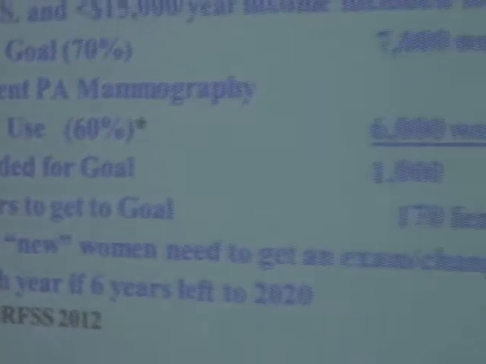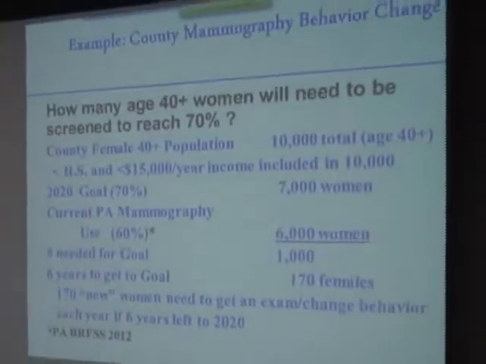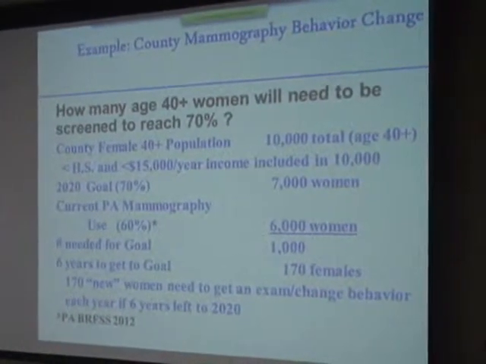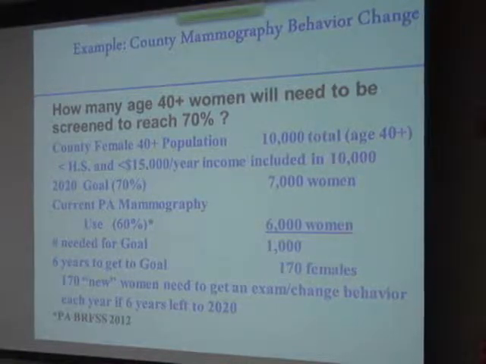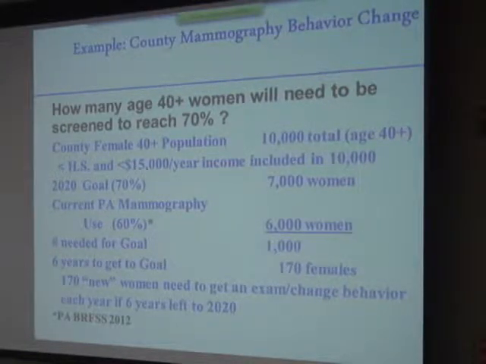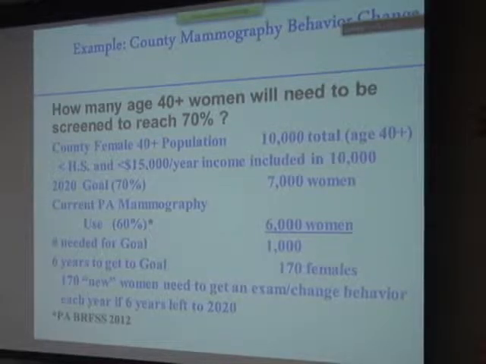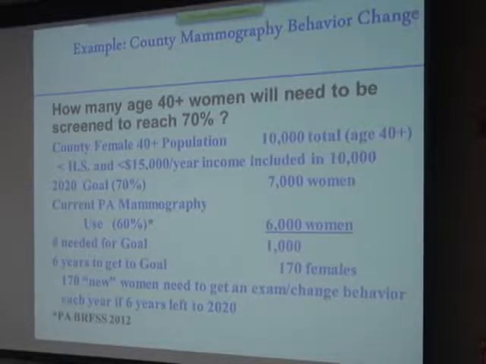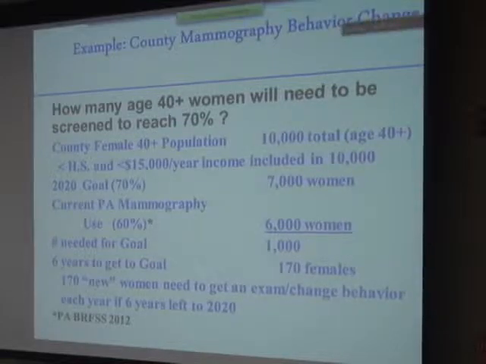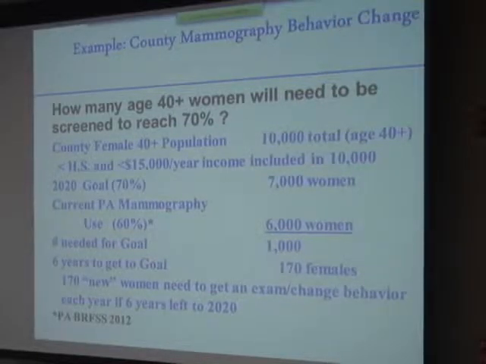Here is the basic way that we just did this. If you had a county, this is just an example, if you had a county female 40-plus population of 10,000, inside of that number are the low income and the low educated. If you're at 60% for the state of Pennsylvania, which is what we're at now, there were times when we were higher, getting mammograms. That would mean 6,000 women out of 10,000 are getting mammograms. We want to get to 70%, the 2020 goal, which is set. By the way, it's been stuck at 70% for a few decades. That's a difference of 1,000 women.